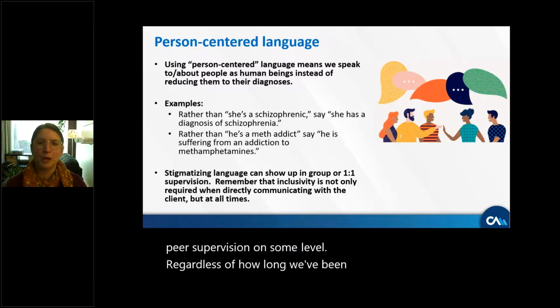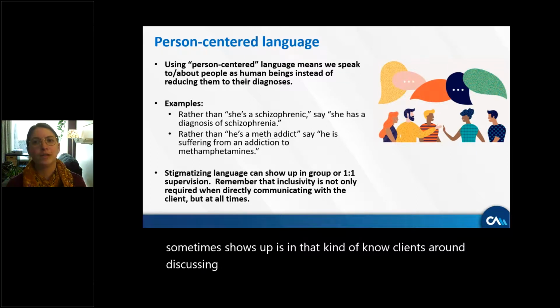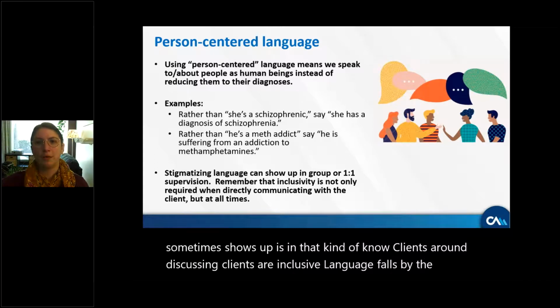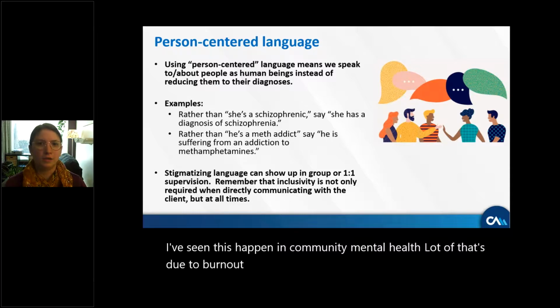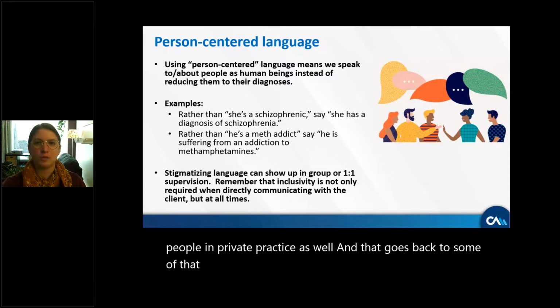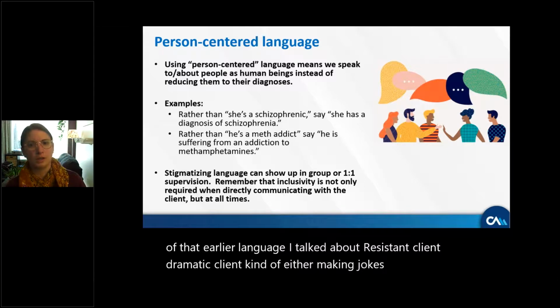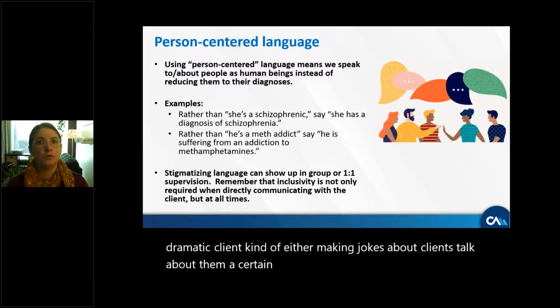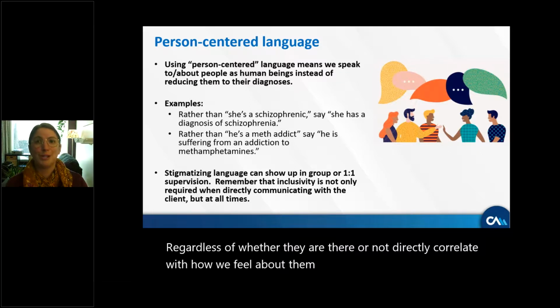And what sometimes shows up is, in that no-clients-around discussing of clients, our inclusive language falls by the wayside. I've seen this happen in community mental health. A lot of that's due to burnout. But it can happen in peer supervision with people in private practice as well. And that goes back to some of that earlier language I talked about, resistant client, dramatic client, either making jokes about clients or talking about them a certain way. The language we use about someone, regardless of whether they're there or not, directly correlates with how we feel about them. And so the language that we use is always so important to be aware of.